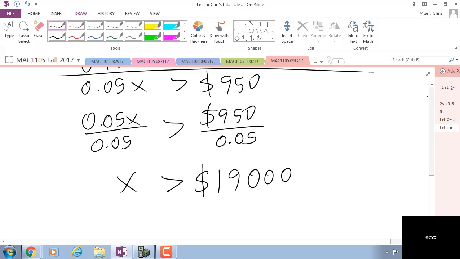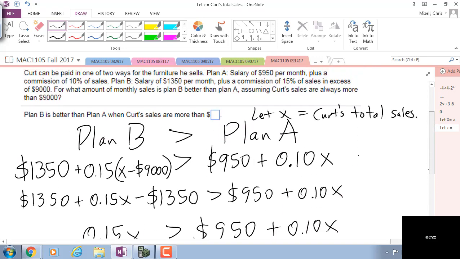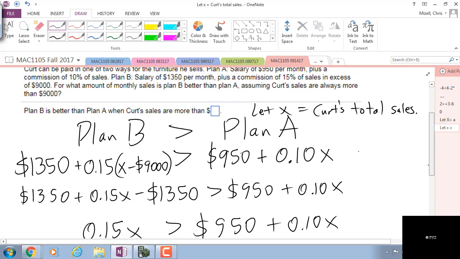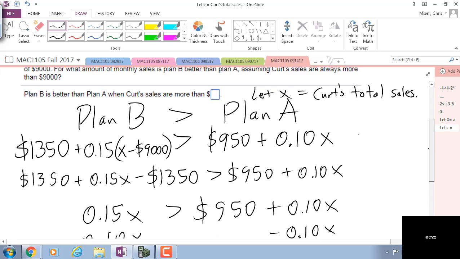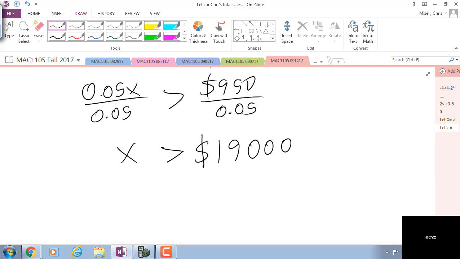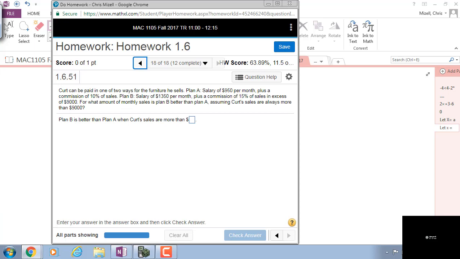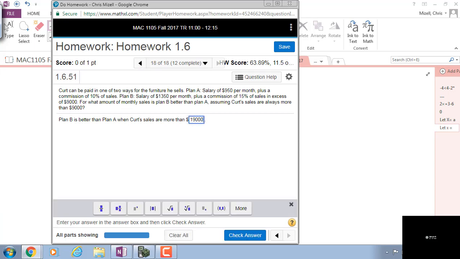So maybe that's a good month. If Kurt sells $19,000 in furniture or more, if he sells more than that, then Plan B is going to be better than Plan A. If he sells less than that, Plan A is going to be better. $19,000.